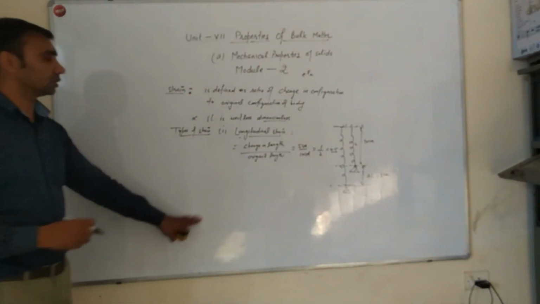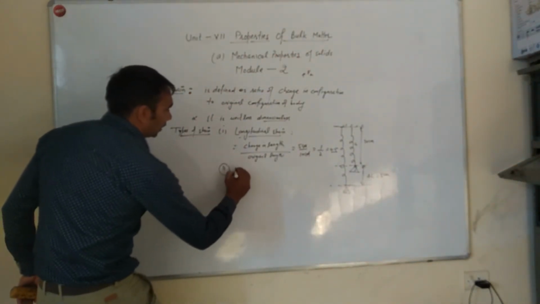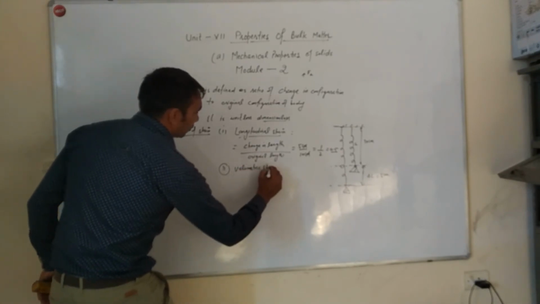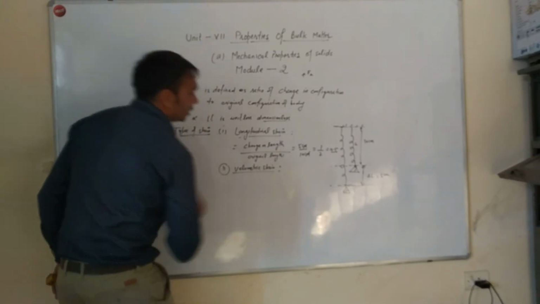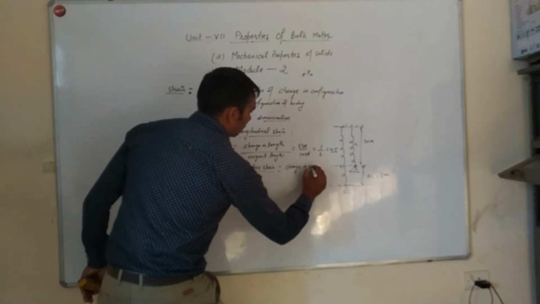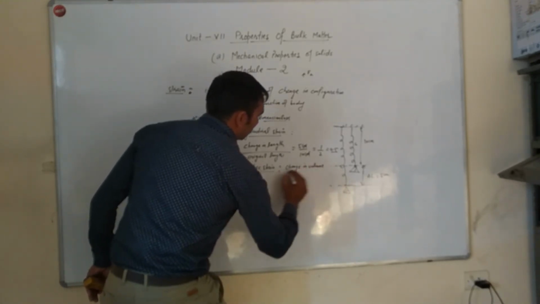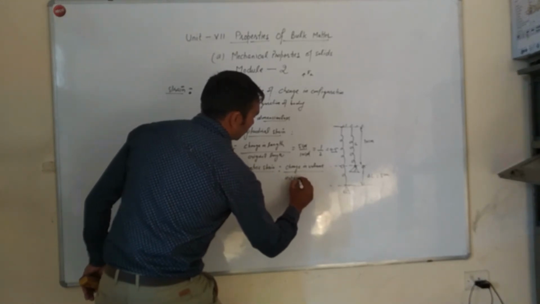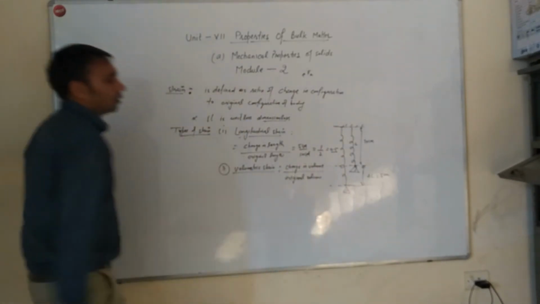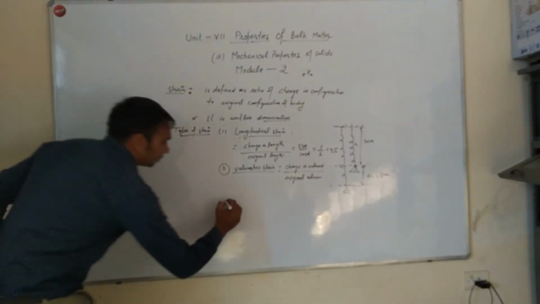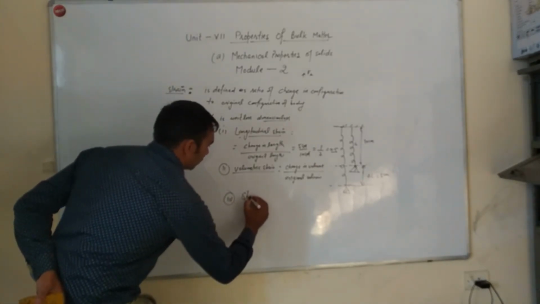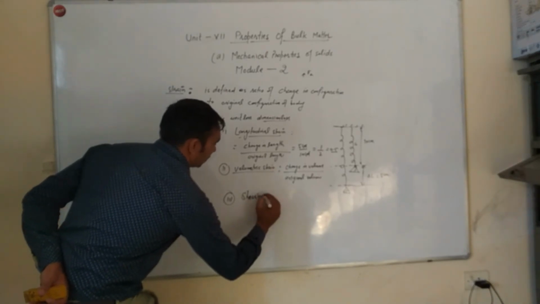Now the second type of strain is volumetric strain: change in volume divided by original volume. And the third type of strain is shearing strain.